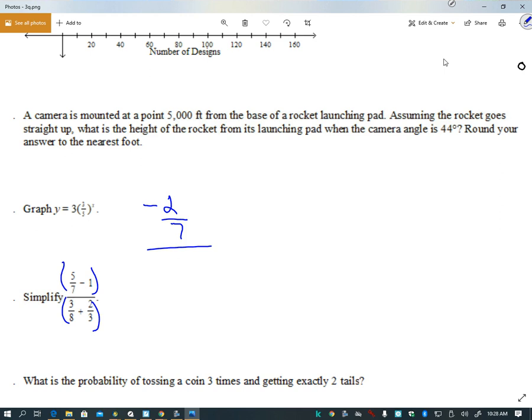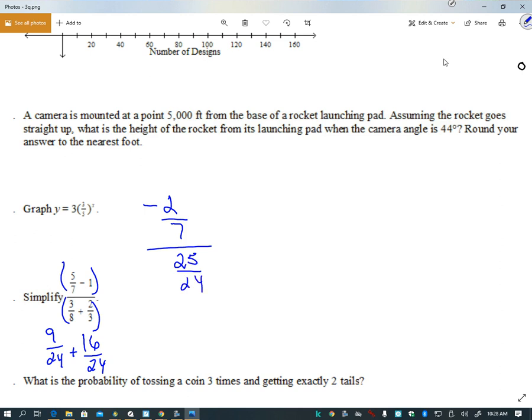Now I have 3/8 plus 2/3. What's the common denominator between 8 and 3? 24. So that would be 9/24 plus 16/24 because you're multiplying by 8. What's 9/24 plus 16/24? That's 25/24.